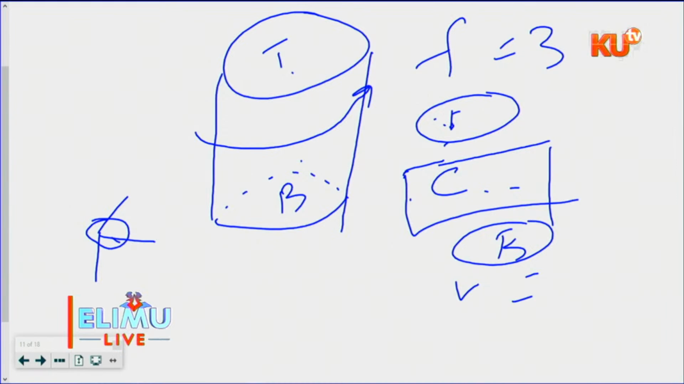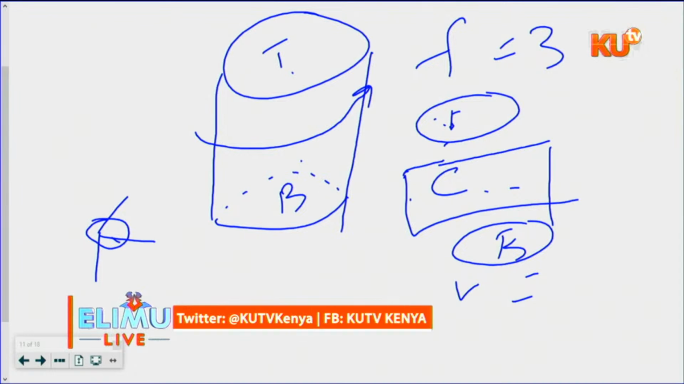So let's look at our cylinder. If you look at the cylinder clearly, we can't get a vertex. We don't have a vertex in a cylinder.